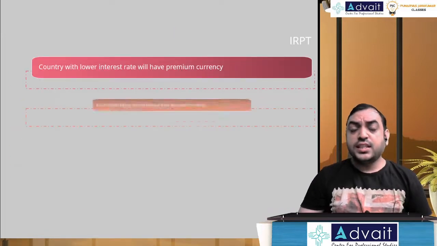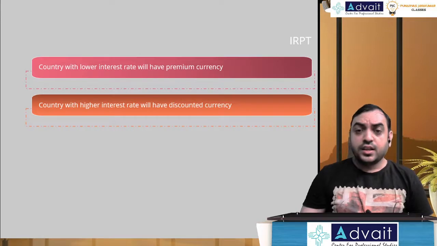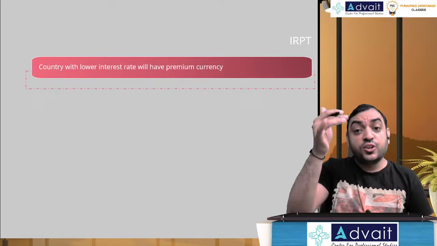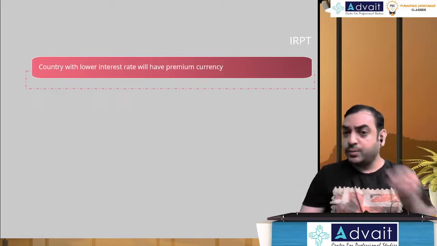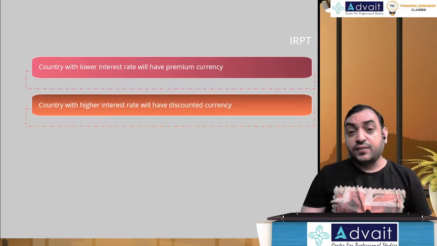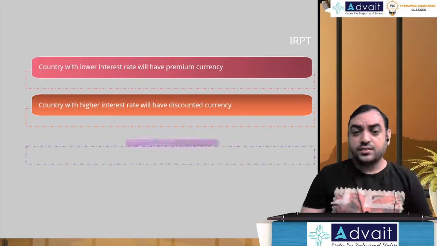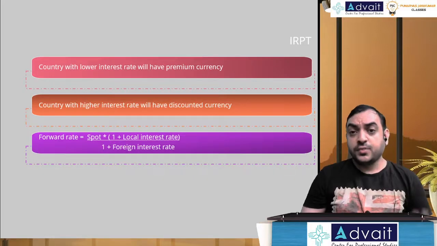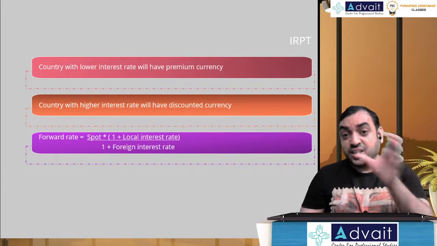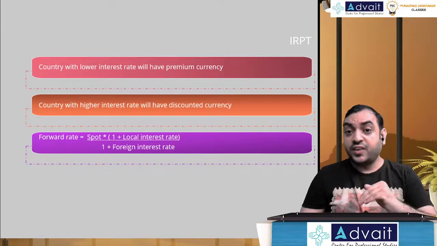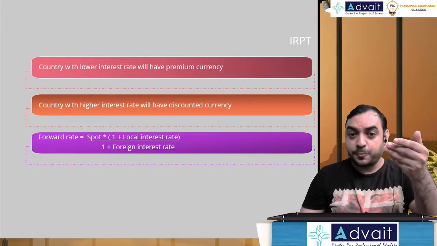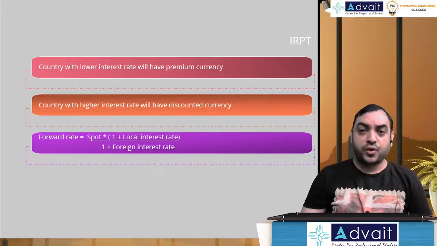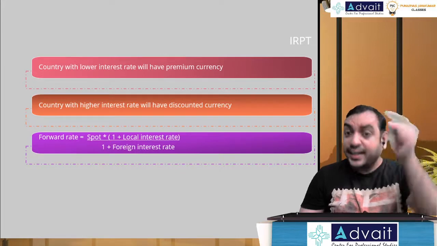Just like I told you regarding inflation, a currency with lower inflation will be trading at a premium. Here also, a country with lower interest rates will be trading at a premium. That is the same. A country with high inflation will be discounted. It's the opposite. So the formula is the same as the purchasing power parity theorem. Forward rate is based upon inflation rate by inflation rate. That is, inflation is substituted by interest rate. So forward rate is spot into 1 plus local interest by 1 plus foreign interest, compounded by local interest rate.